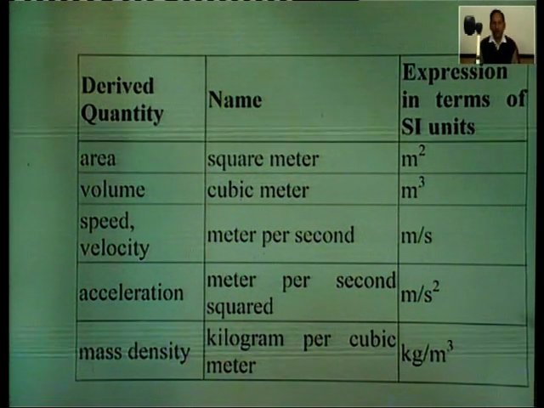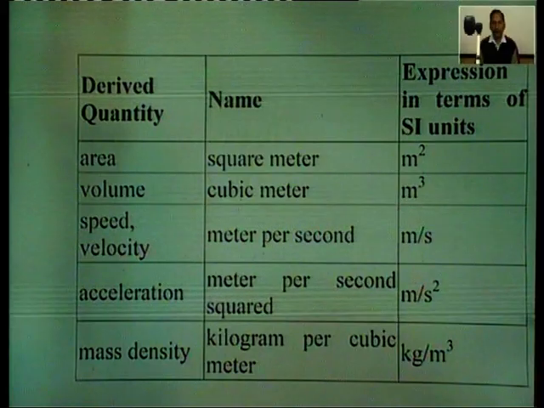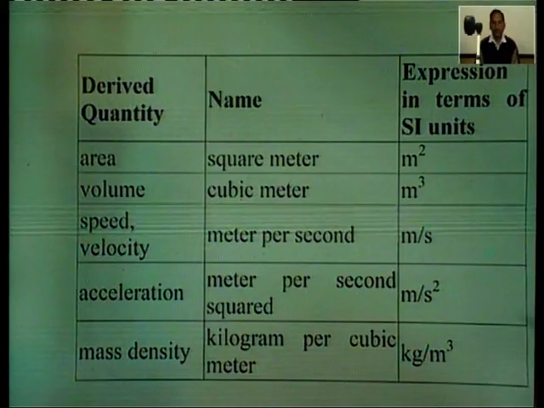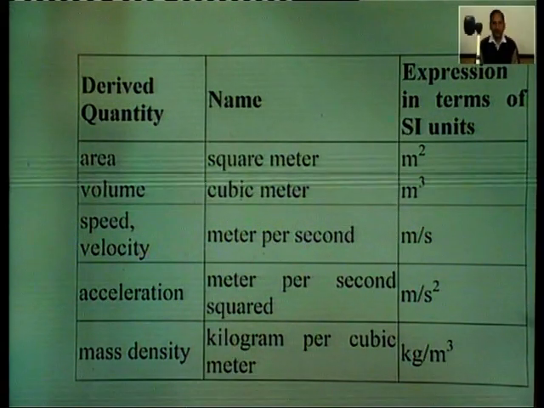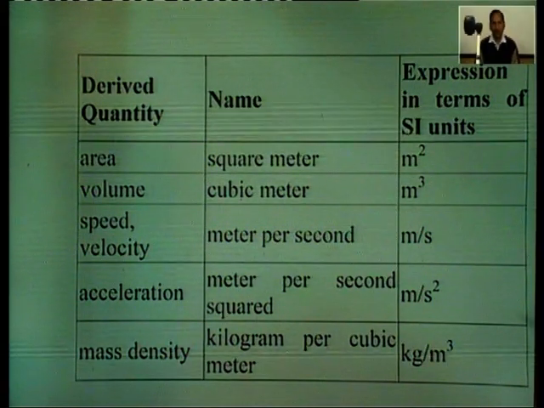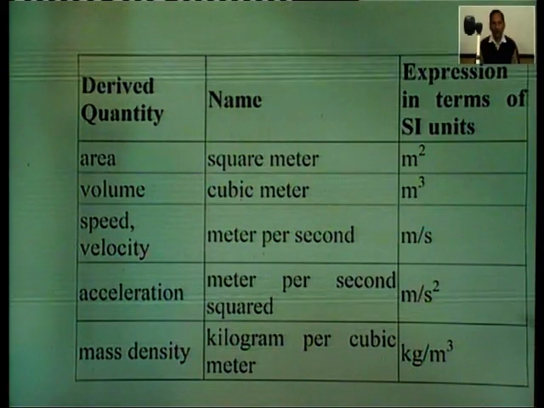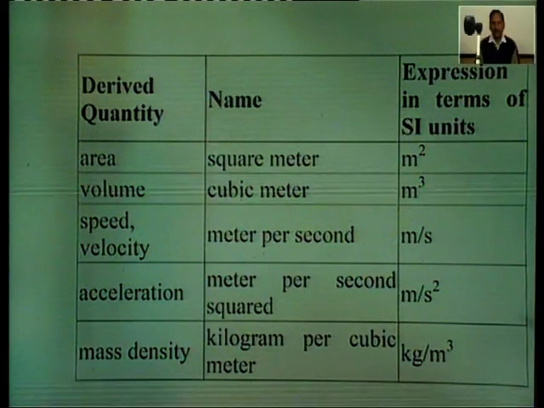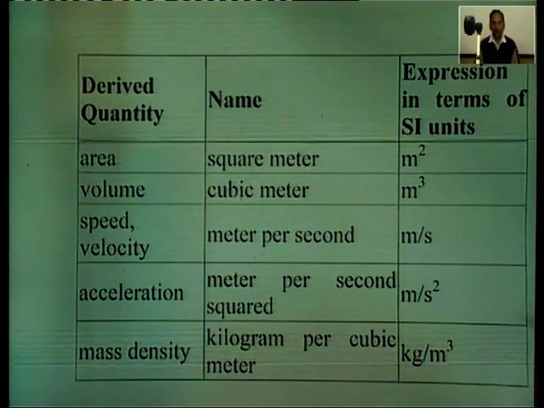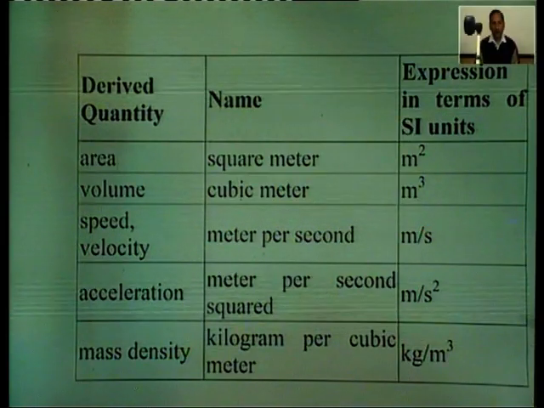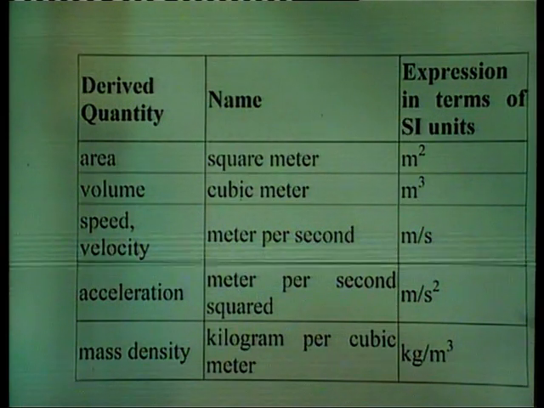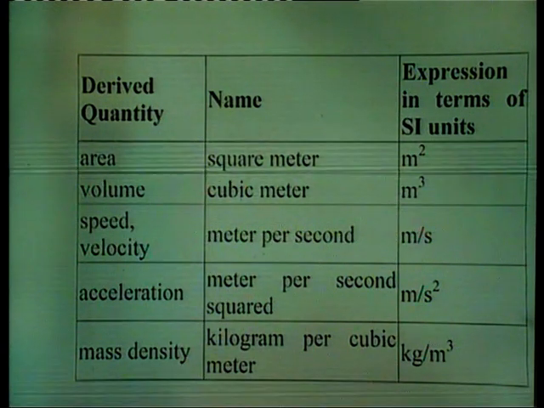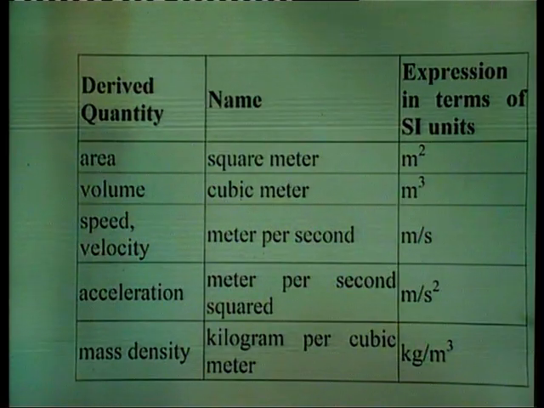Derived quantity is area, name specified is square meters. Expression in terms of SI units is small m square. Similarly, derived quantity is volume, name prescribed as cubic meter. Expression in terms of SI units is small m cube. Derived quantity speed, velocity, name prescribed as meter per second. Expression in terms of SI units is small m oblique small s.